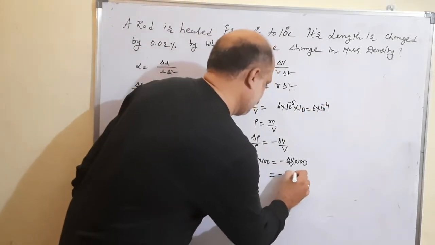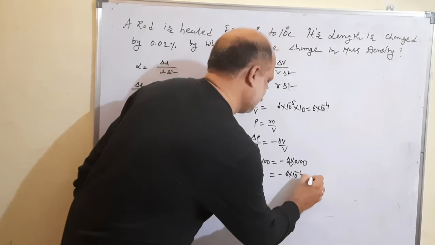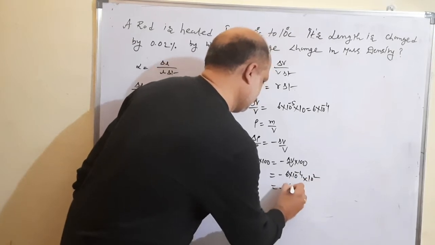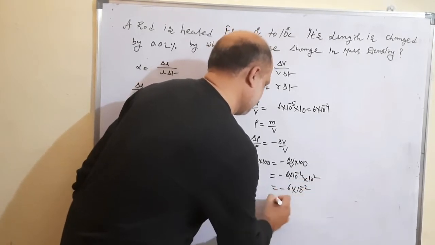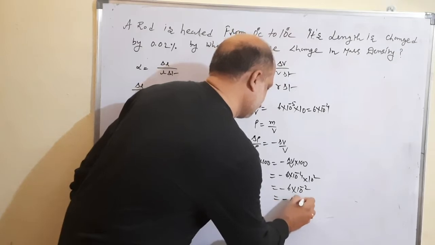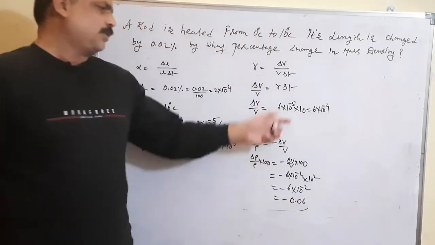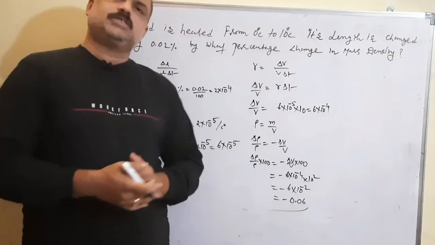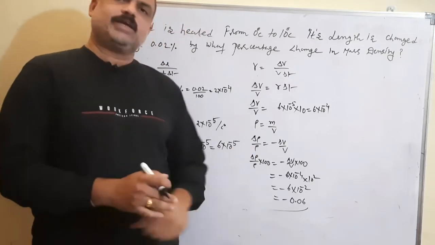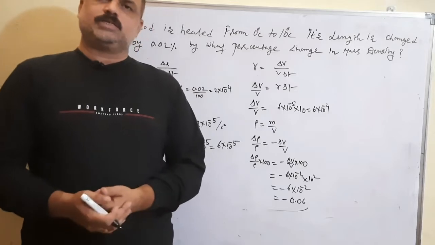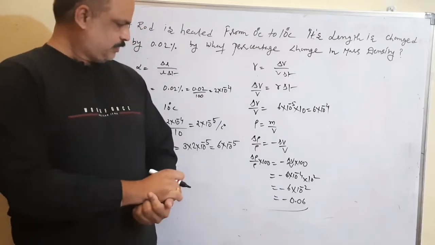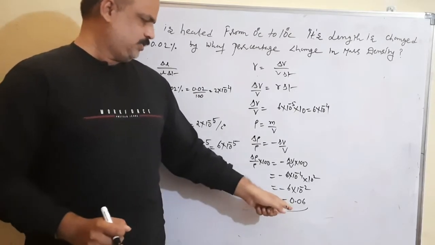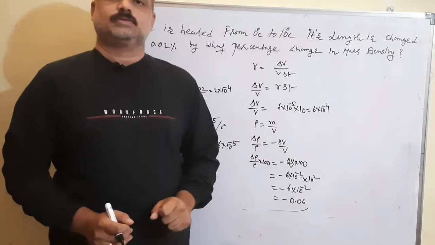6 into 10 power minus 4 into 10 square. That is equal to 6 into 10 to the power of minus 2. That is equal to minus 0.06. That means when the volume increases, density decreases. Here the minus sign indicates density decreases as volume increases. So our correct option is 0.06.